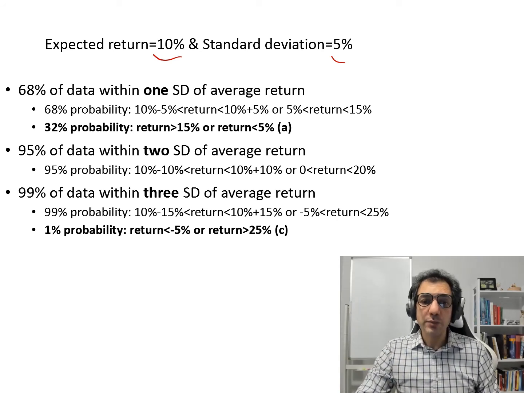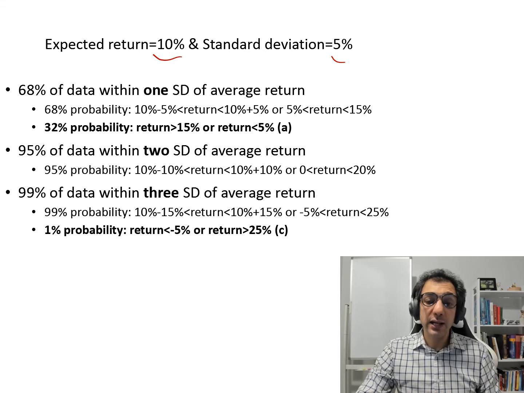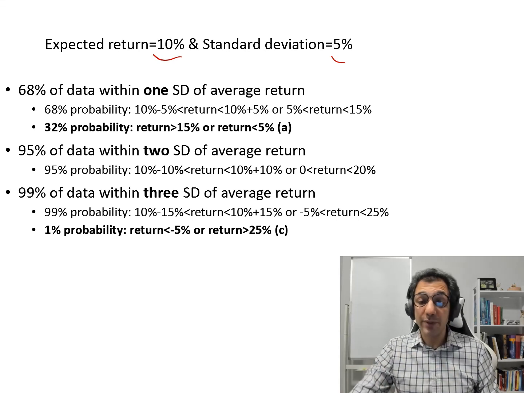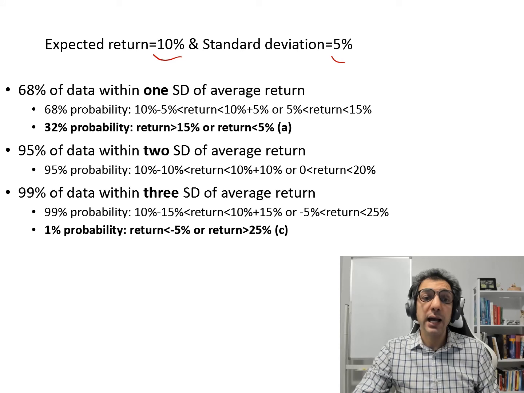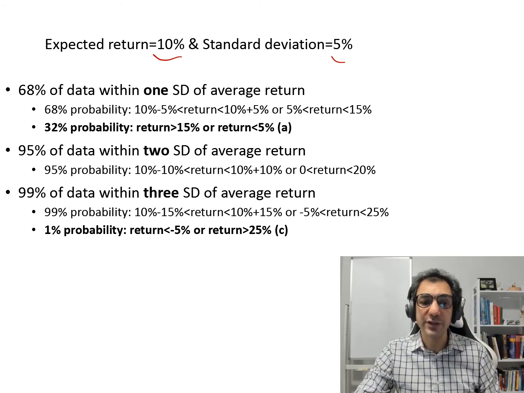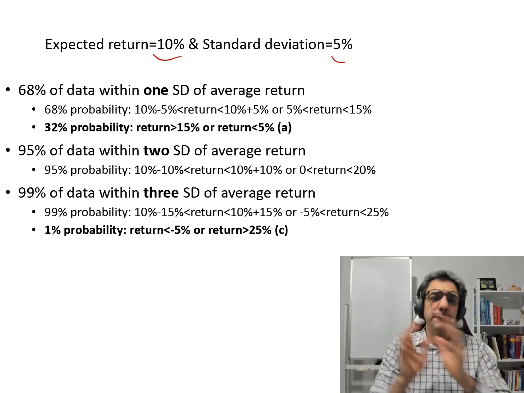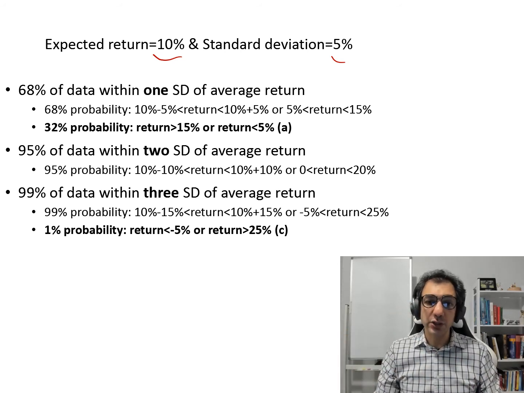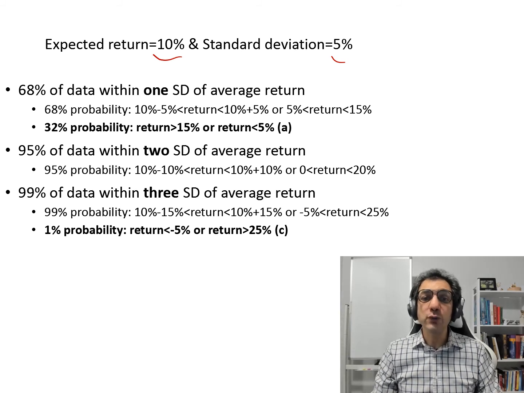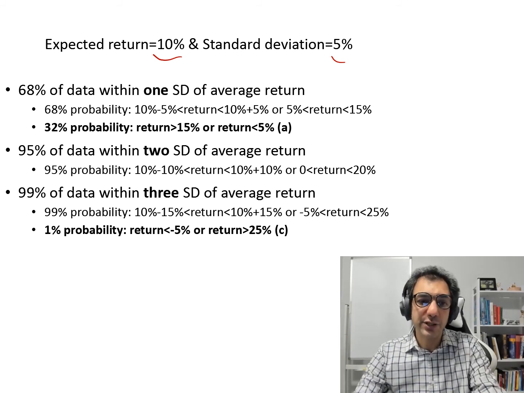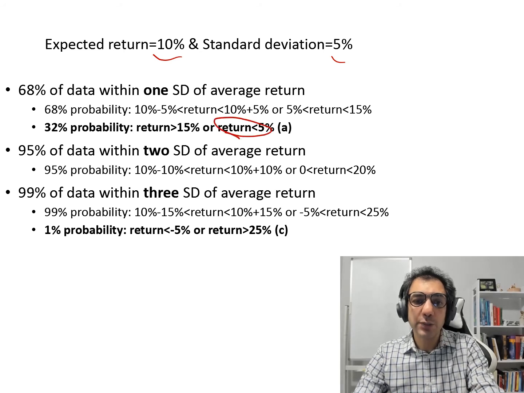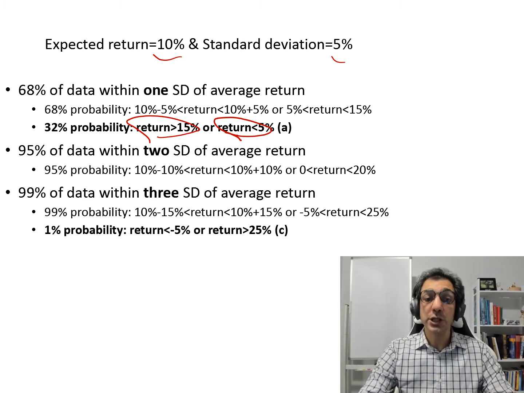And for A, we also mentioned that there is a 32% probability for both tails. And A was saying there's almost a 15% chance that you won't earn more than 5%. Remember, this is a normal distribution, so 32% is almost 16% on the left side and 16% on the right side. So that's the correct statement to say there is almost a 15% chance that you won't earn more than 5%. So this is referring to this part. It's almost 15% here, 15% here. So statement A is correct.